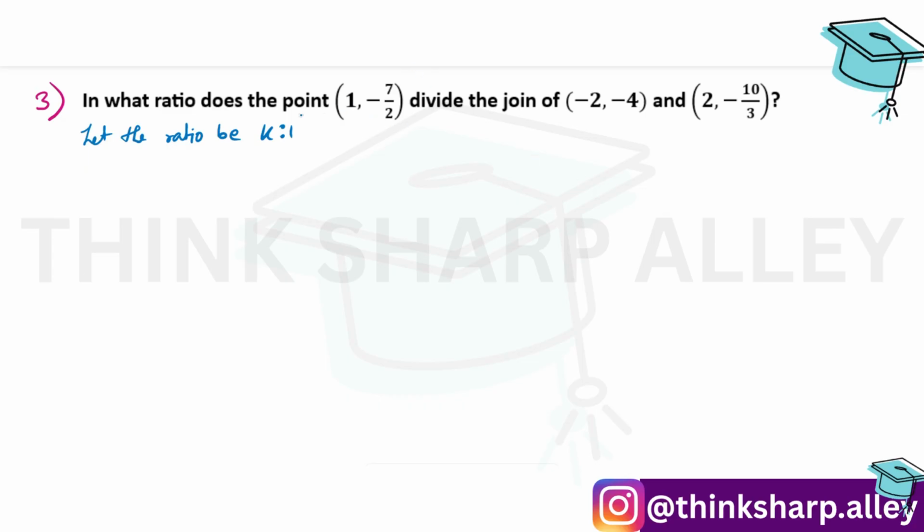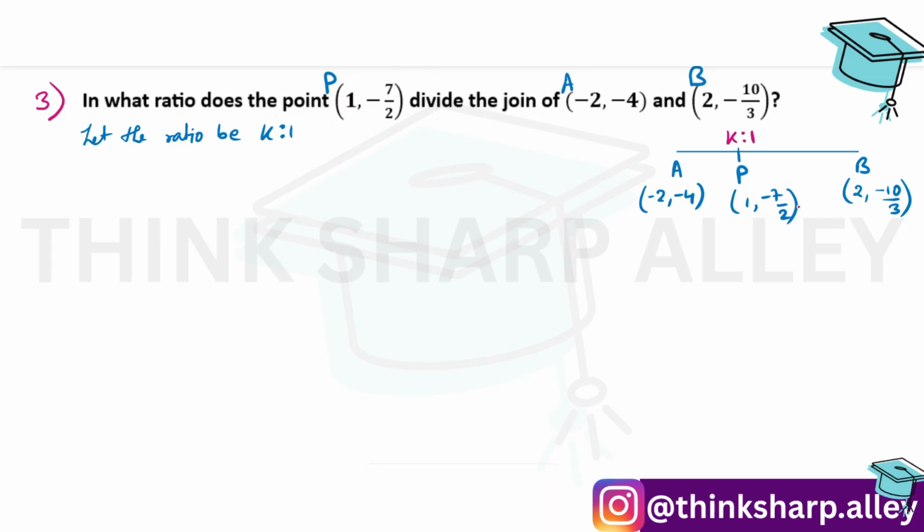Now, let us draw the diagram. We have to draw a line segment whose endpoints are this, let me name it A and B. And this point lies somewhere in between AB. So let me take it over here, P, which is 1 comma minus 7 by 2. And the ratio we have taken it to be k:1.